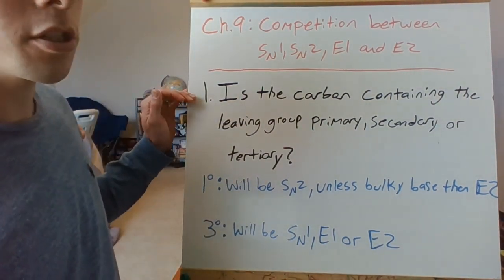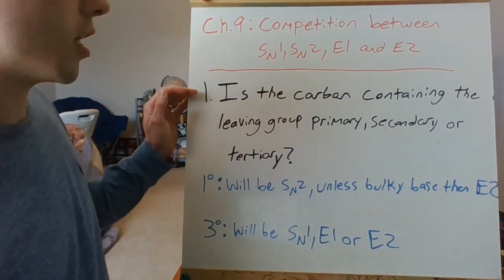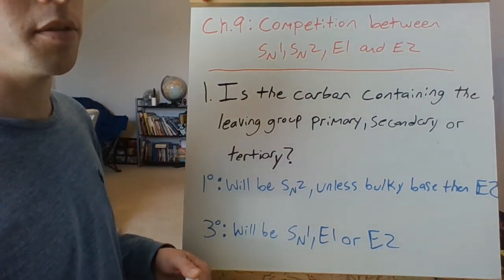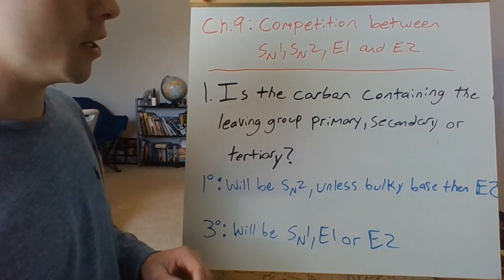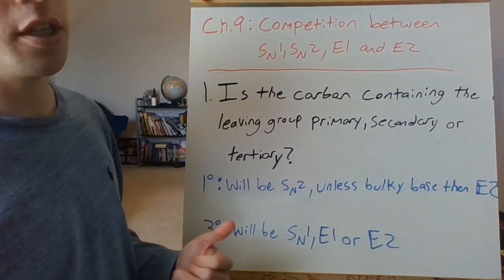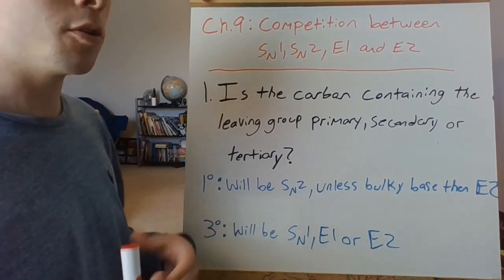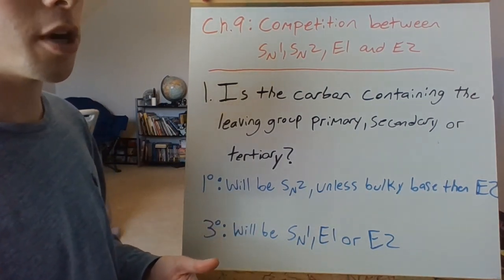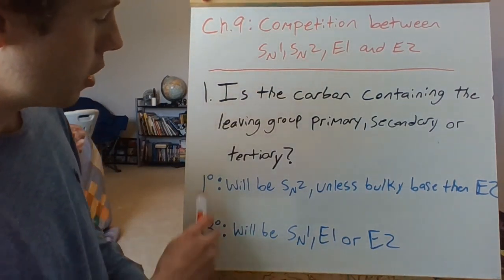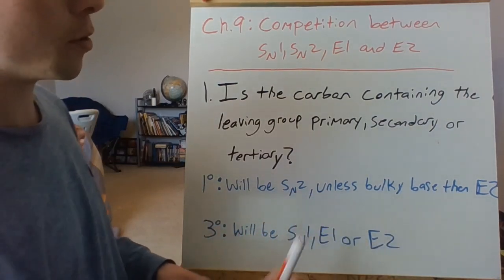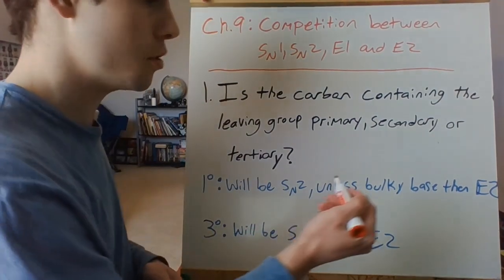The first question on that sheet is: is the carbon containing the leaving group primary, secondary, or tertiary? So you want to identify your carbon that has the leaving group and then identify how many carbon groups are attached to it to determine whether it's primary, secondary, or tertiary. Primary carbons will be an SN2 mechanism unless a bulky base is used, then it would be E2.